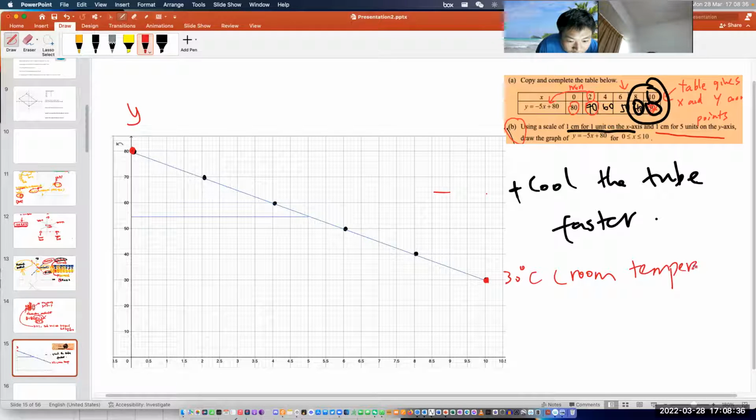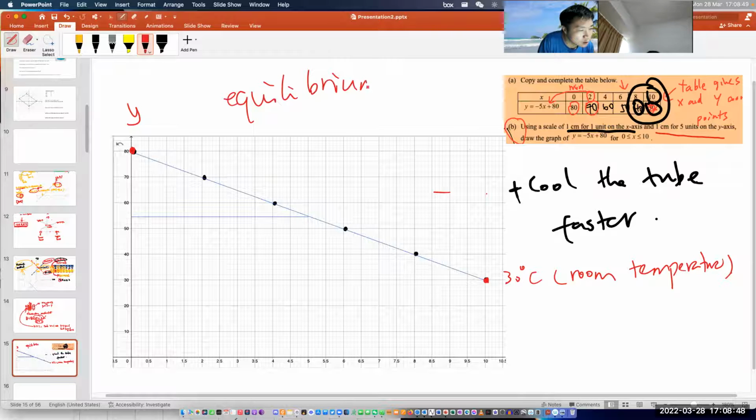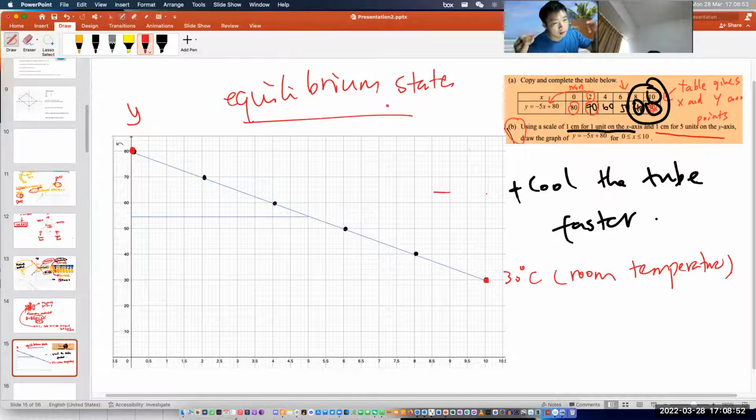So if you study physics or chemistry, right? When things cool to the room temperature, when they stay the same, they call it the equilibrium state. Have you learned this term before? Equilibrium state means they are the same. So if they reach the equilibrium state, then there is no change further unless you heat it up or you cool it down further.